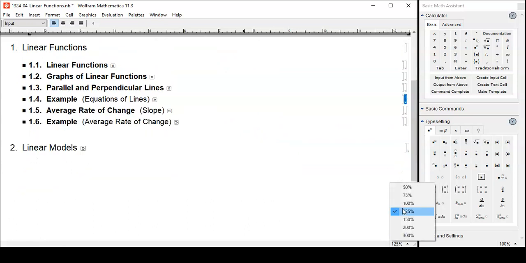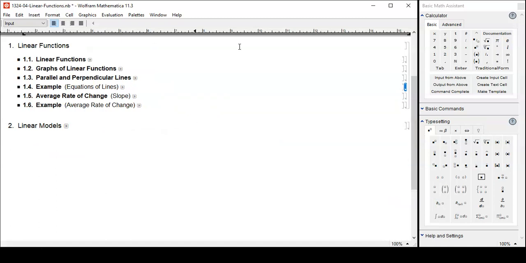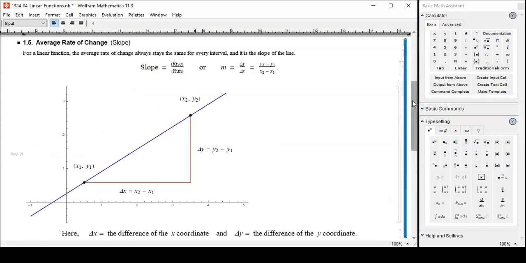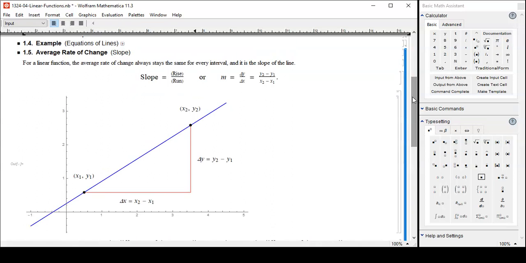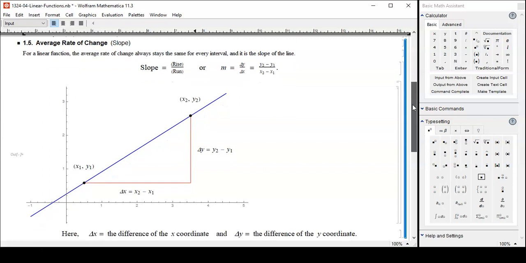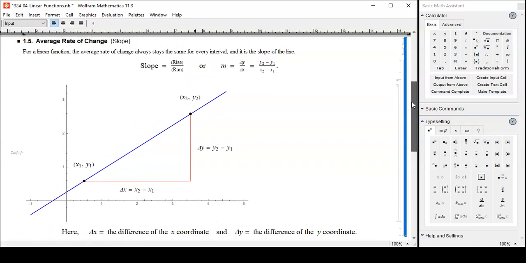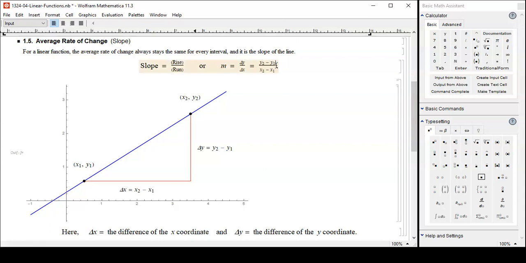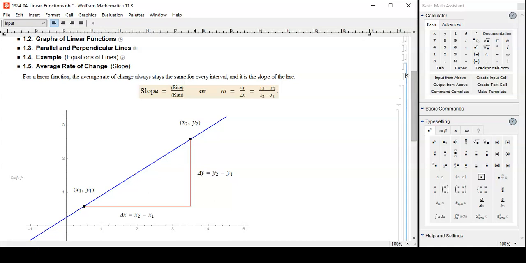Okay, what else do you have to know about the line? Next concept, average rate of change. Nothing more than slope. Difference of y coordinate over difference of x coordinate. Slope formula, rise over run, something you must be familiar with already. But many people use different names. In intermediate algebra or elementary algebra, we used to use slope or rise over run. But in higher level math, people call it average rate of change, and they use this delta notation. That's about it.